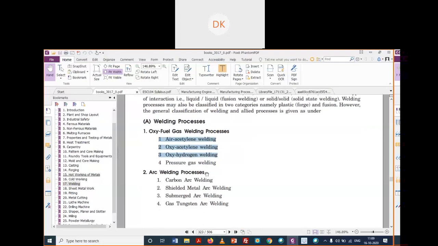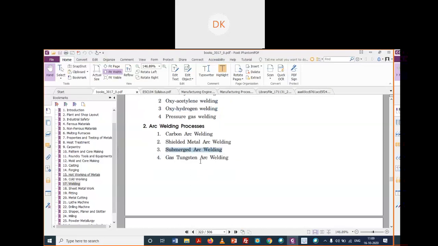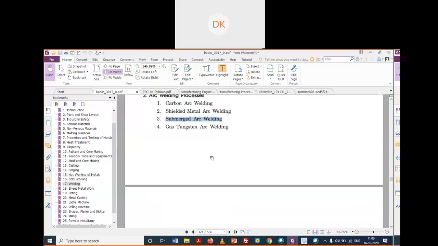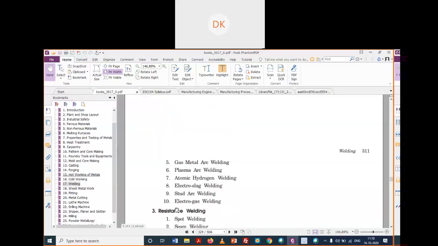Similarly, we have arc welding processes: carbon arc welding, then shielded metal arc welding, then submerged arc welding. This is a very innovative process, submerged arc welding, and it has many characteristics. Then gas tungsten arc welding, then gas metal arc welding. So there are many types of arc welding, many different ways we can do arc welding processes. You can see here nine or ten different types of arc welding process.